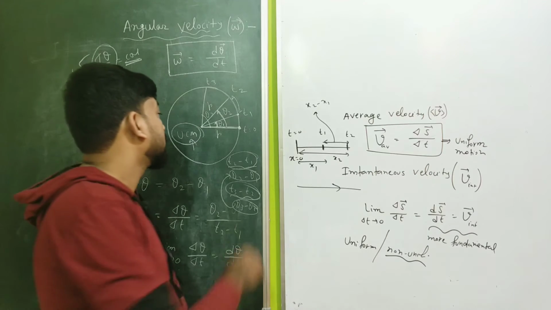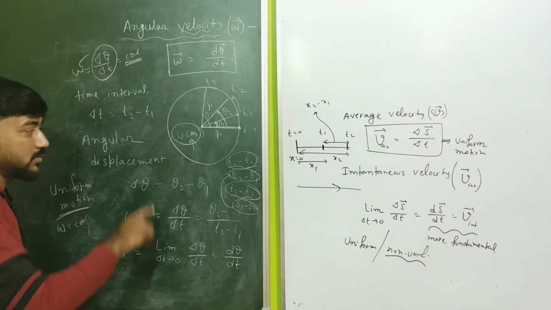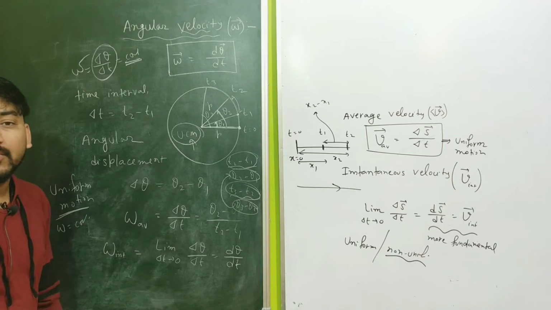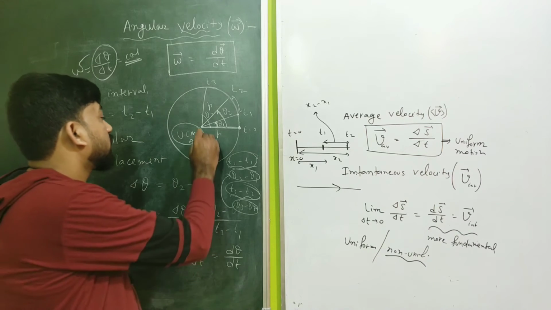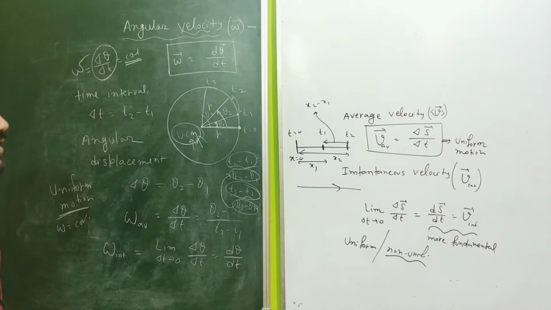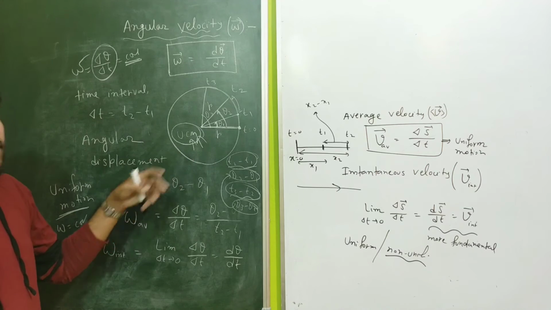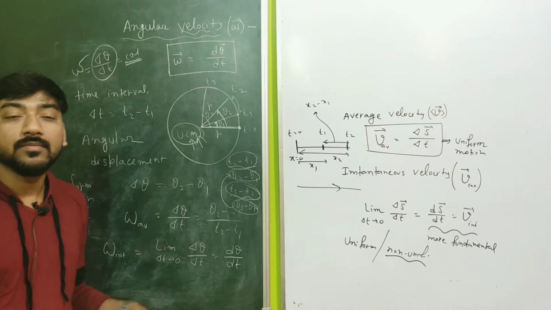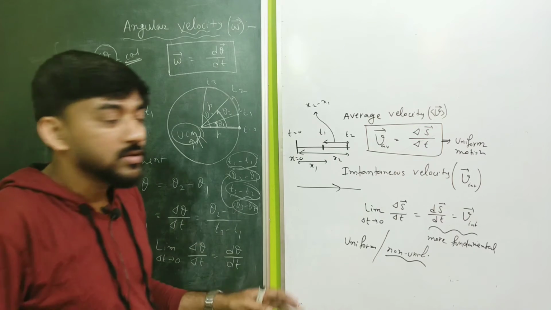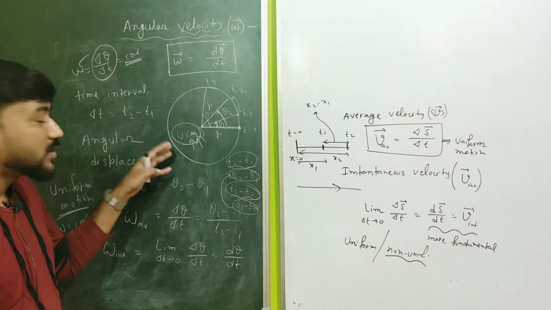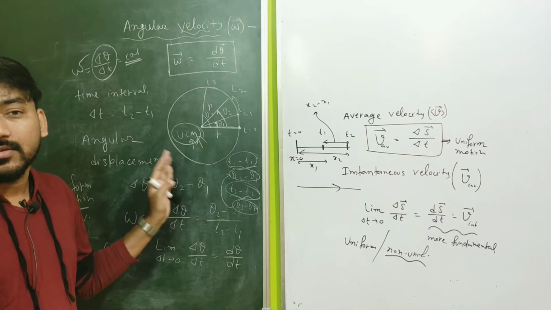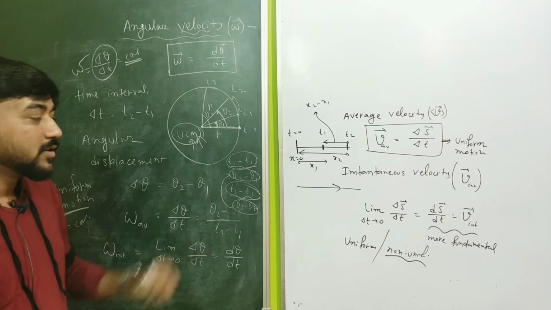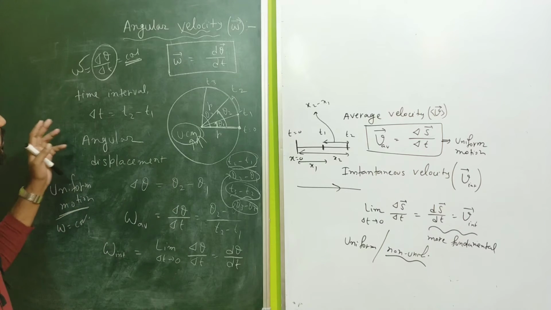We will concentrate more on this, and when we talk about the acceleration of a particle, we will focus on uniform circular motion. But obviously we will also understand what happens if the motion is not uniform. For non-uniform motion we will also talk about everything, but we will concentrate more on uniform circular motion according to our syllabus. So this is the whole story about angular velocity.